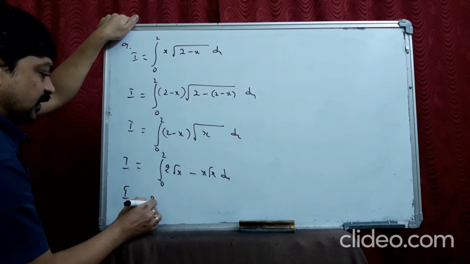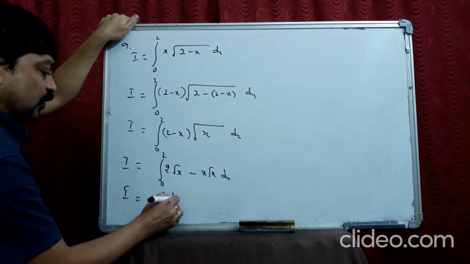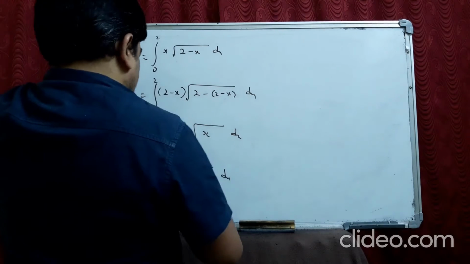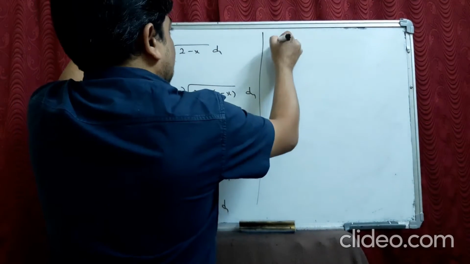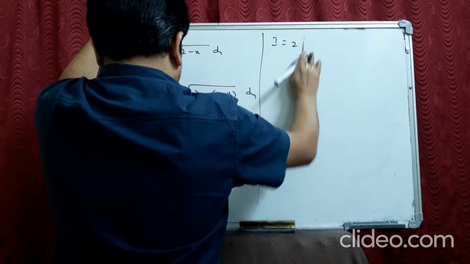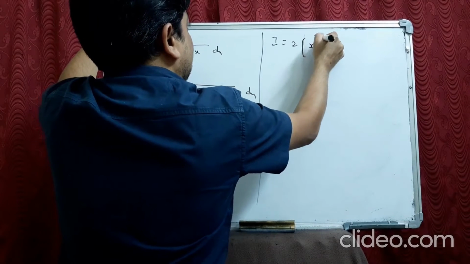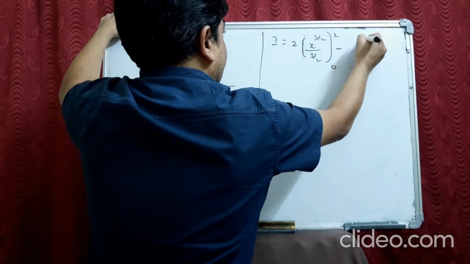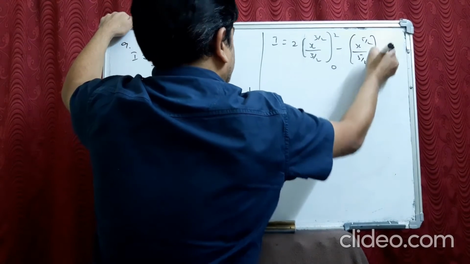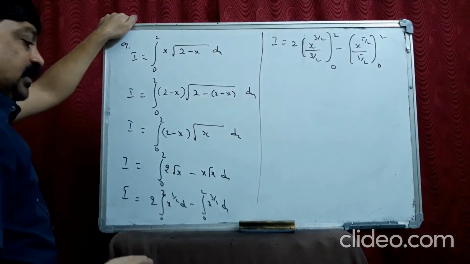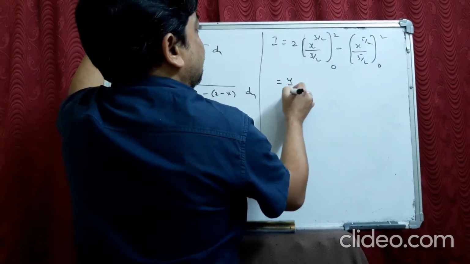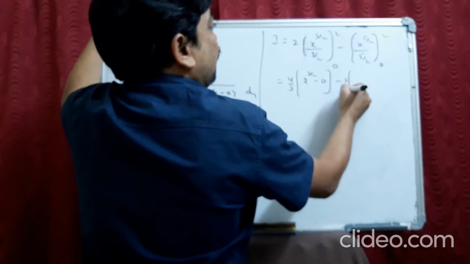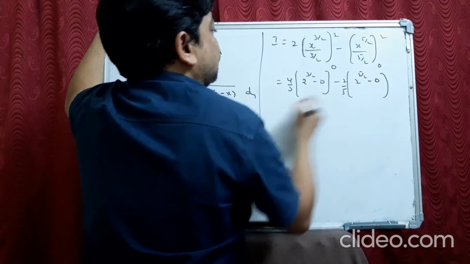So finally it can be written separately as integral 0 to 2 of x power 1 by 2 dx minus integral 0 to 2 of x power 3 by 2 dx. So I is equal to, integration of x power 1 by 2 is x power 3 by 2 by 3 by 2 from 0 to 2, minus x power 5 by 2 by 5 by 2 from 0 to 2. This is the x power n dx formula. So it becomes 4 by 3 into 2 power 3 by 2 minus 0, minus 2 by 5 into 2 power 5 by 2 minus 0.